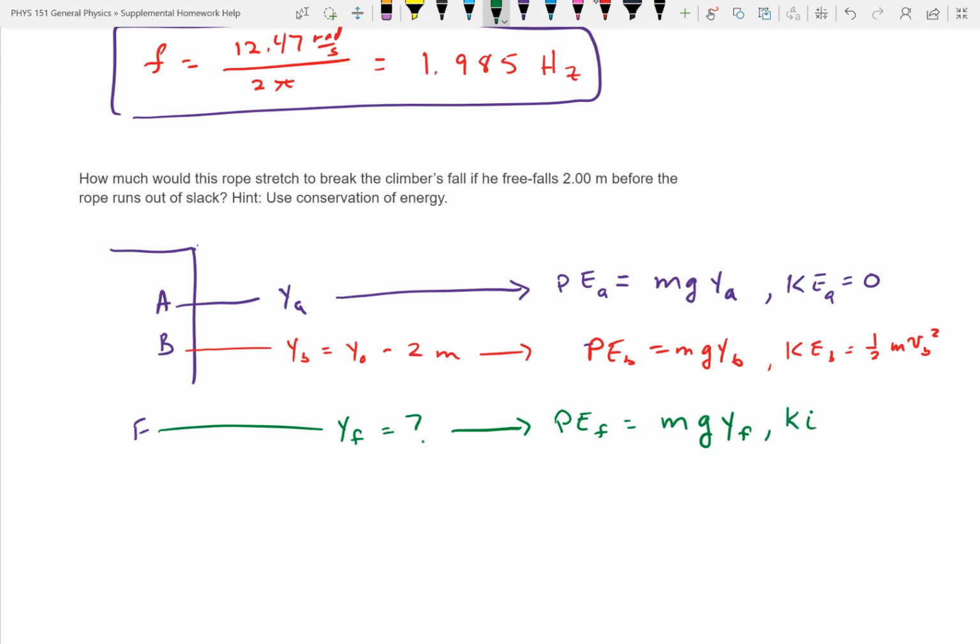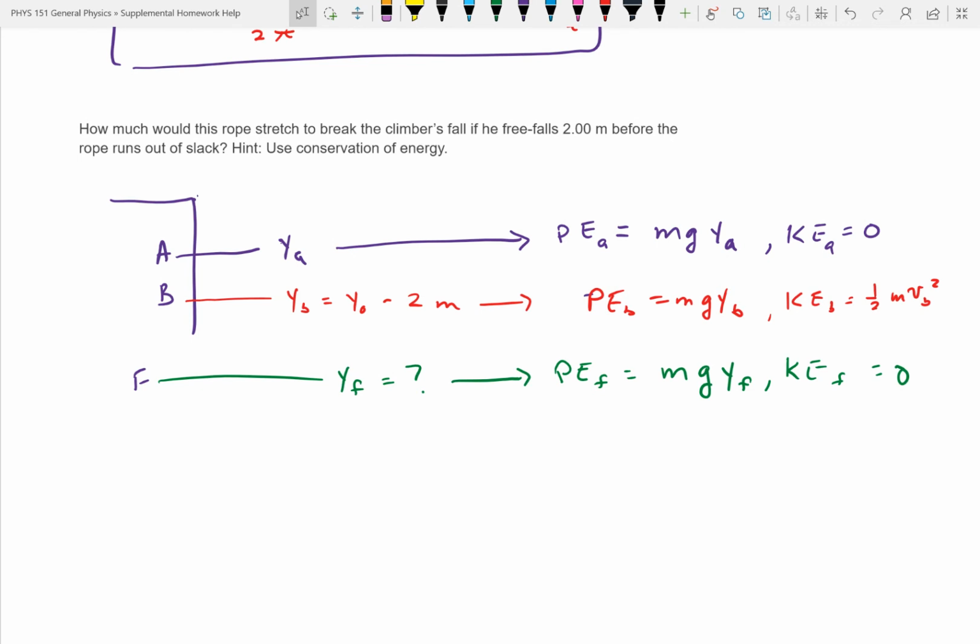And what's the kinetic energy final? How fast is he going when he stops? 0. So when it says break the climber's fall, it means when he stops. Not where he ends up in the end, but where he stops.